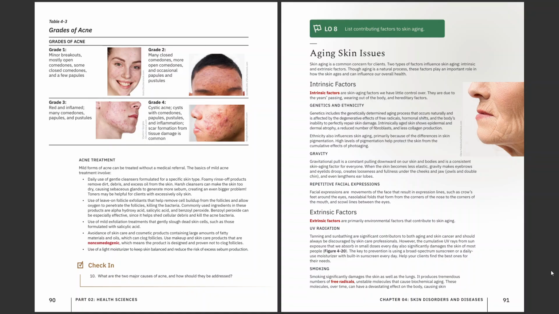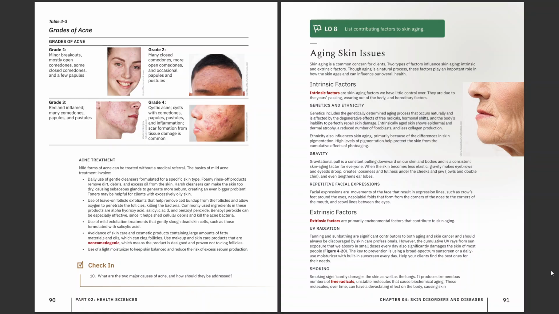Use leave-on follicle exfoliants that help remove cell buildup from the follicles and allow oxygen to penetrate the follicles, killing the bacteria. Commonly used ingredients in these products are alpha hydroxy acid, salicylic acid, and benzoyl peroxide. Benzoyl peroxide can be especially effective since it helps shed cellular debris and kill the acne bacteria.